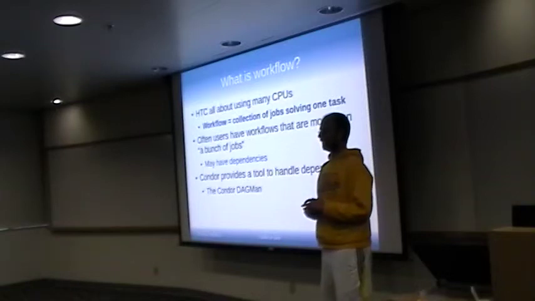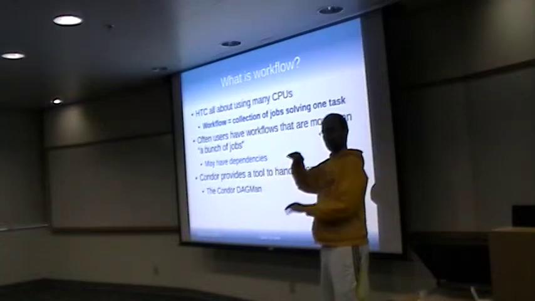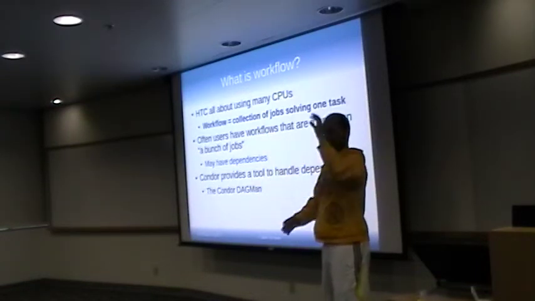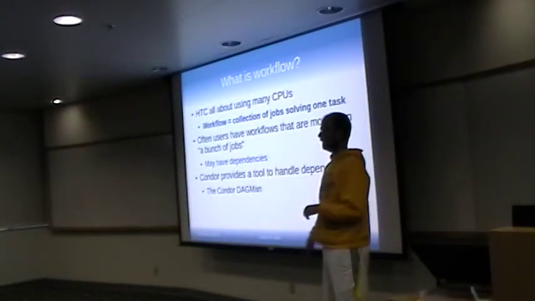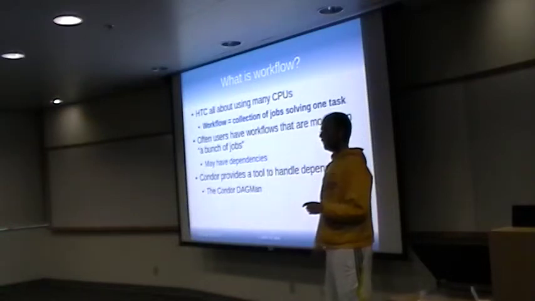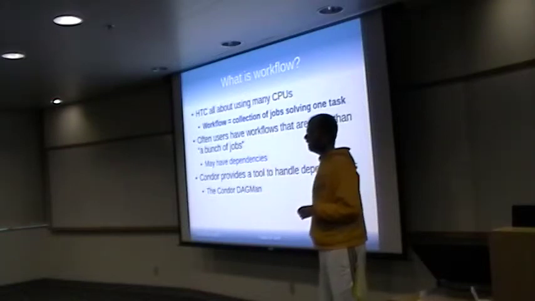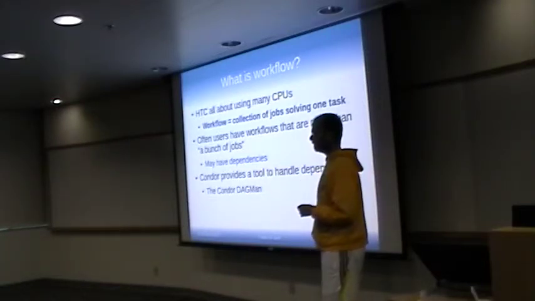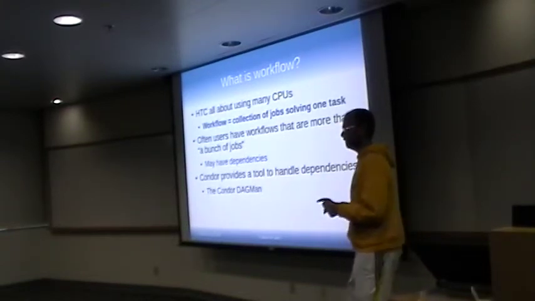If you are somebody like LIGO that has dependencies, fan in, fan out, jobs that do one thing and then need the output from the other, you don't want to do that by hand, and you want something that actually automates your dependency handling. And Condor provides a tool to handle dependencies, which is called Condor DAGMan. You can use higher level tools like Pegasus, and if you have any questions about Pegasus, Matt, I'm sure, will be very happy to answer them. But under the hood, in the end, Pegasus uses the DAGMan tool.